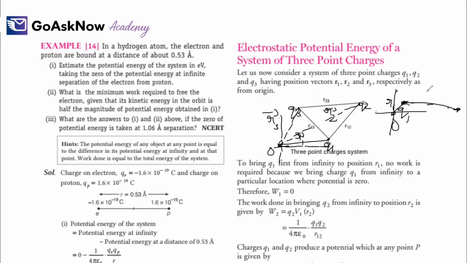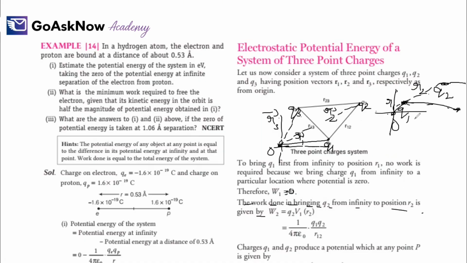So the work required is also 0. Therefore the work done, W1, is equal to 0. It is written here also. The work done in bringing Q2 from infinity to position R2 is given by: if I bring Q2 here at position R2, this is R2.